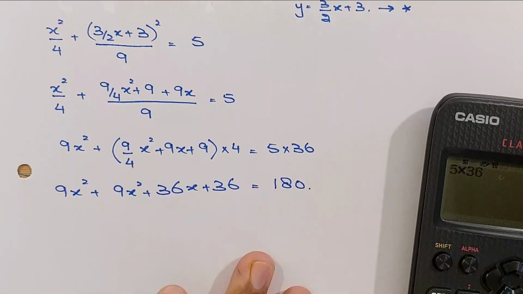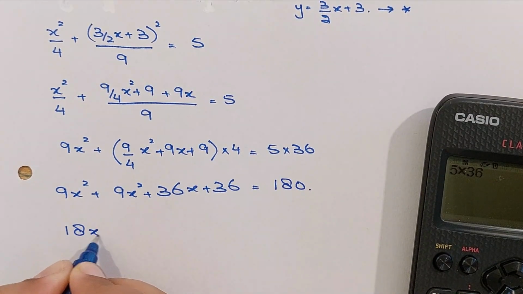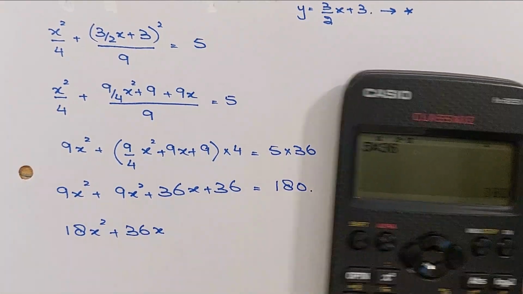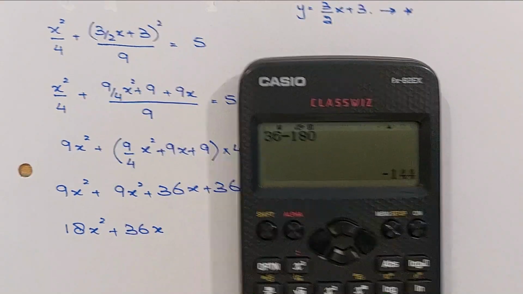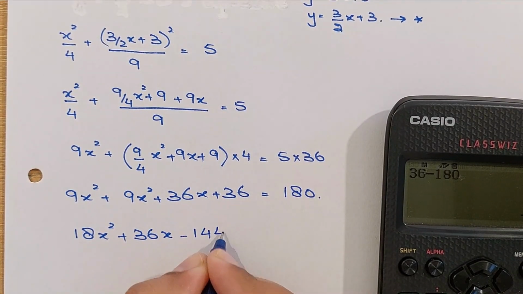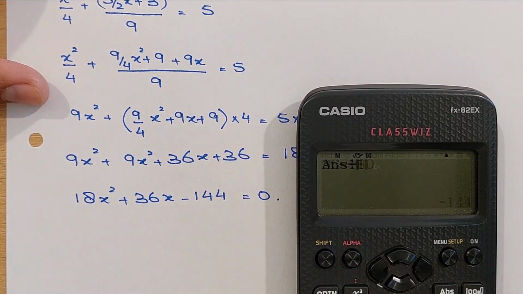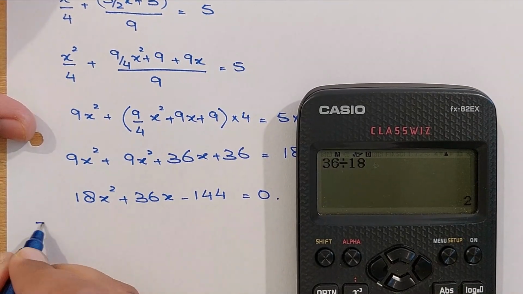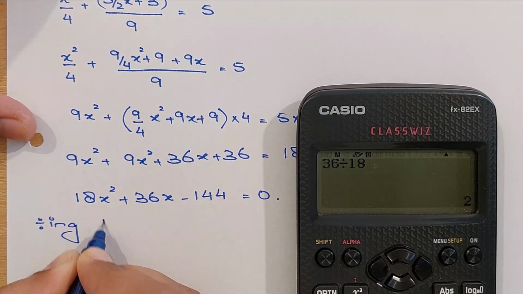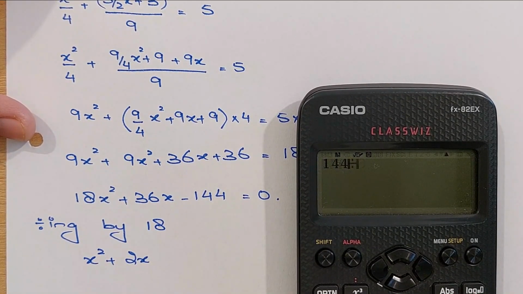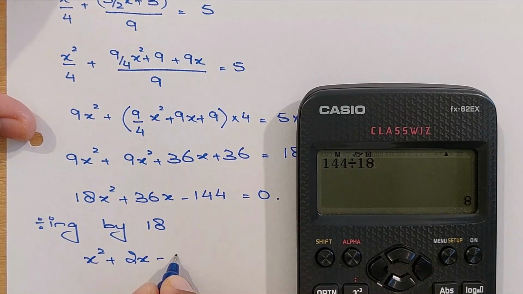We have a quadratic equation. So 9 plus 9 is 18x square plus 36x, and from 180, shifting 180 over here, 36 subtract 180, we do minus 144 equals to 0, right? So let me divide throughout the equation by 18. Dividing by 18, yes, 36 is divisible by 18, yes. So dividing by 18, here we have x square, and 36 divided by 18 is 2x, and what is 144 divided by 18? This is 8. Negative 8 equals to 0.